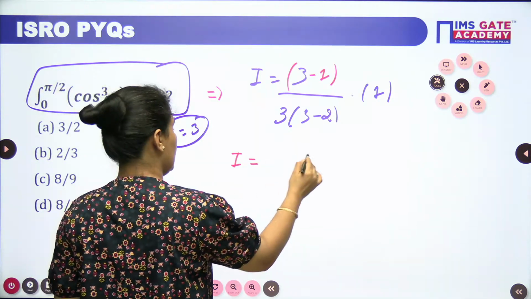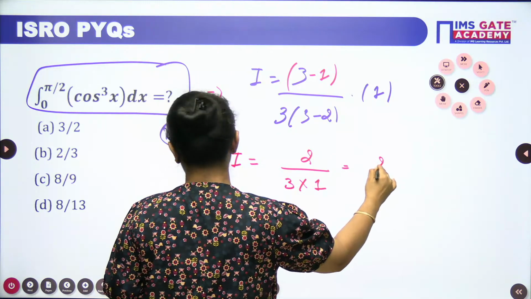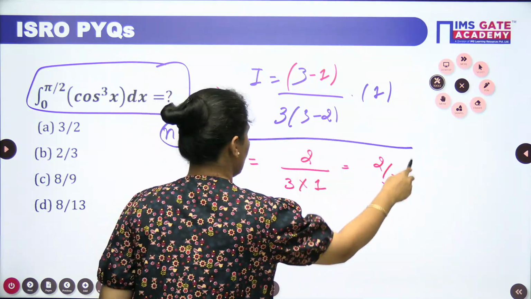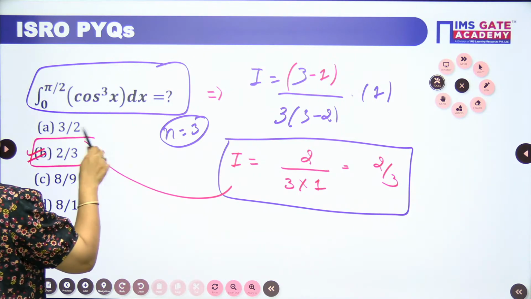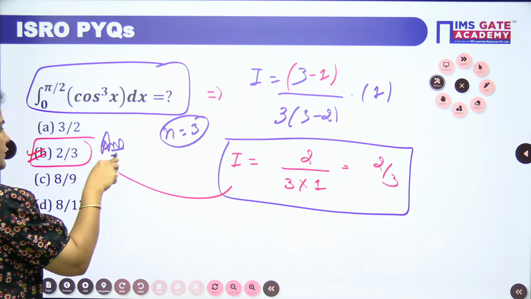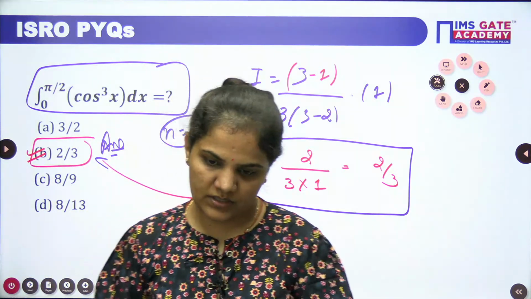So here I can write this is 2 by 3 into 1. So my result is 2 by 3, which I can see in option B for Bombay. This is option B, 2 by 3. Very good, Surjit, shabash.